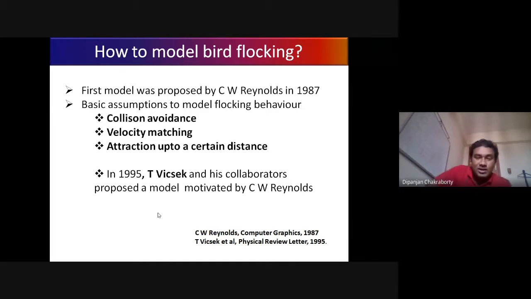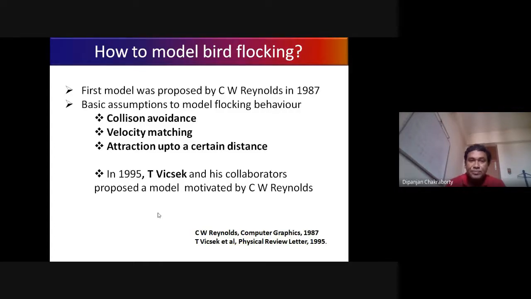Even beyond bird flocking, in other kinds of living systems we can also observe collective motions, like lane formation by ants, swarming of insects, or even human crowds.